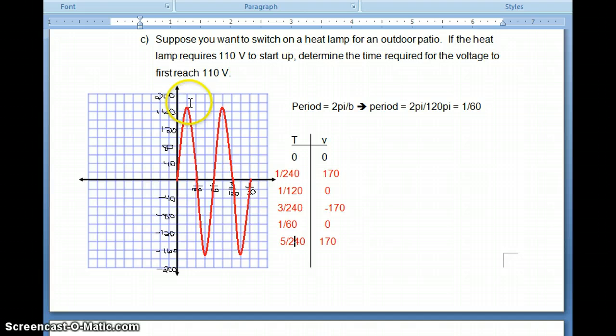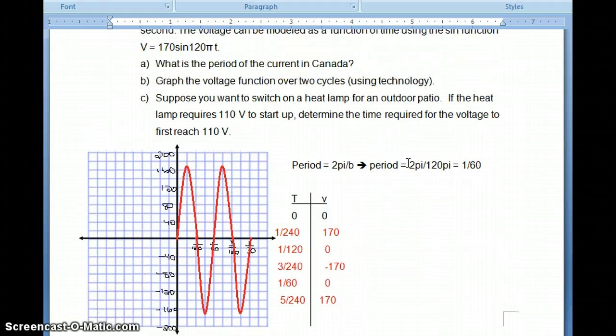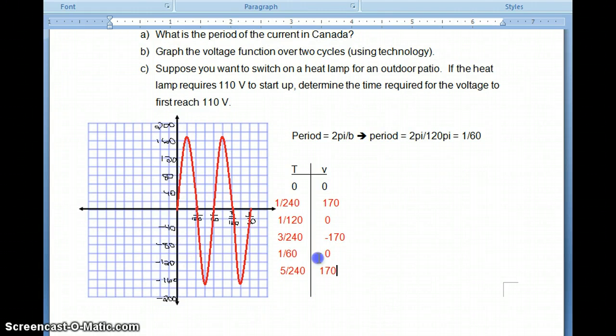And then I graphed them, and we only had to graph for 2 periods, or 2 rotations. So this is what my graph looks like. Notice that we're at 0, 0, then at t equal to 1 over 240, v is at 170, and then we're back down to the t-axis at t equal to 1 over 20, and so on. So there's a nice little wonderful graph there. Alright, I'm just going to quickly delete this so that we can do C.